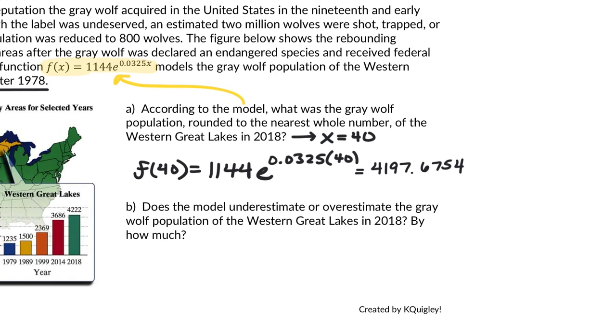So what is the approximate population of gray wolves in the western Great Lakes? 4,198 wolves. Look at them making a resurgence. Good job, guys.